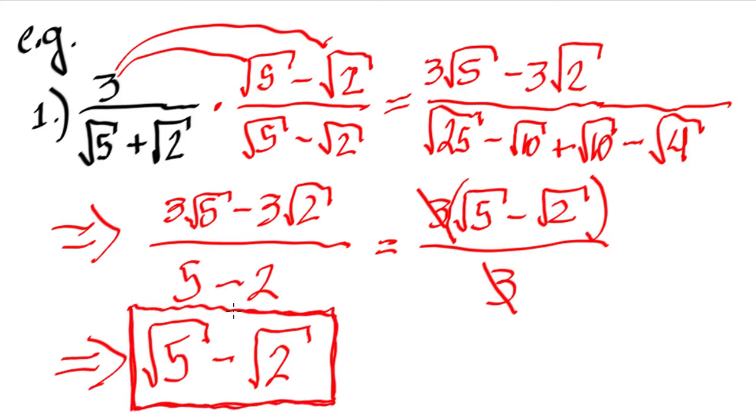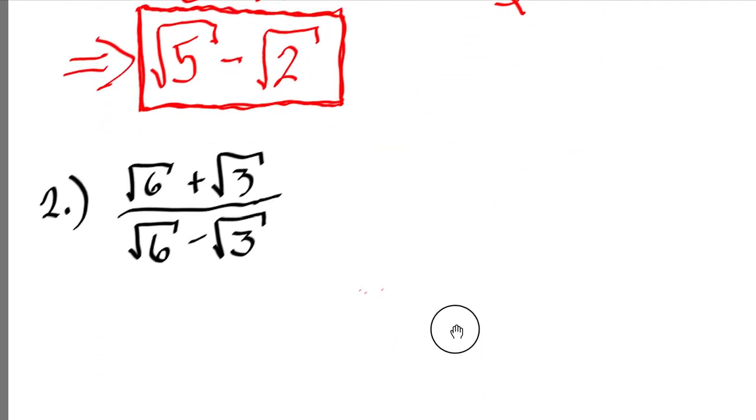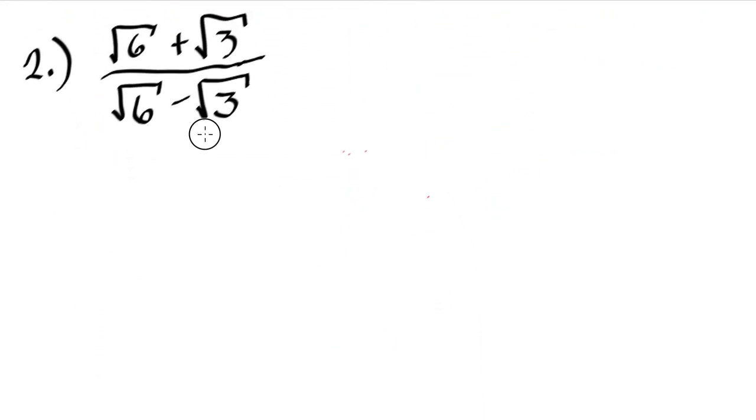Okay, so that's how you deal with conjugates. Let's proceed to number 2 now. For number 2, what we have is square root of 6 plus square root of 3 all over square root of 6 minus square root of 3.